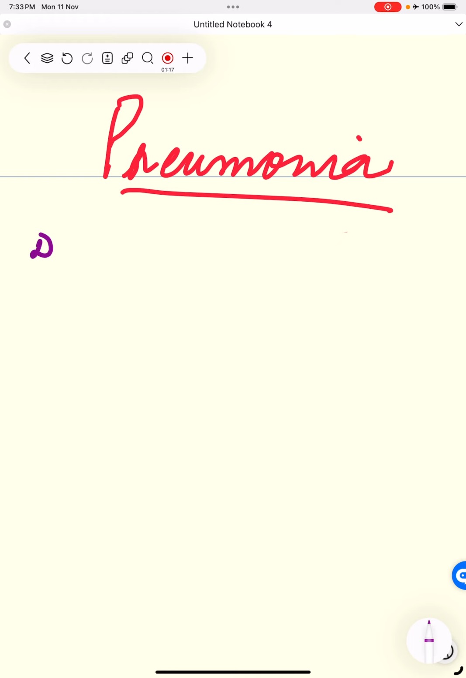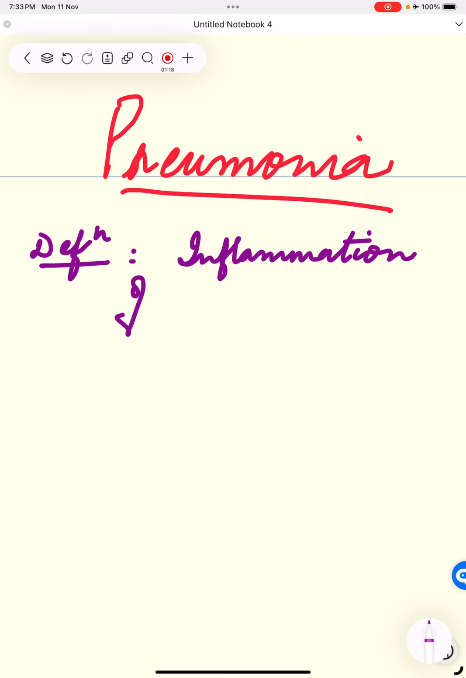So when it comes to defining or understanding what exactly is pneumonia, this is basically inflammation of lung parenchyma. So whenever the lung parenchyma is inflamed, that exactly is pneumonia.